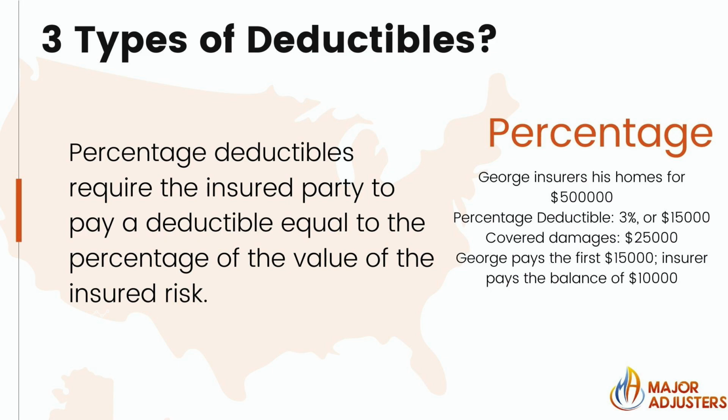Percentage deductibles require the insured party to pay a deductible equal to the percentage of the value of the insured risk. Remember, I was just telling you about that percentage? For instance, if Georgia insures her house for $500,000 and the deductible on the policy is set at 3%, her deductible is $15,000. This means that Georgia is responsible for paying the first $15,000 of a damage claim before the insurance company will pay the rest.